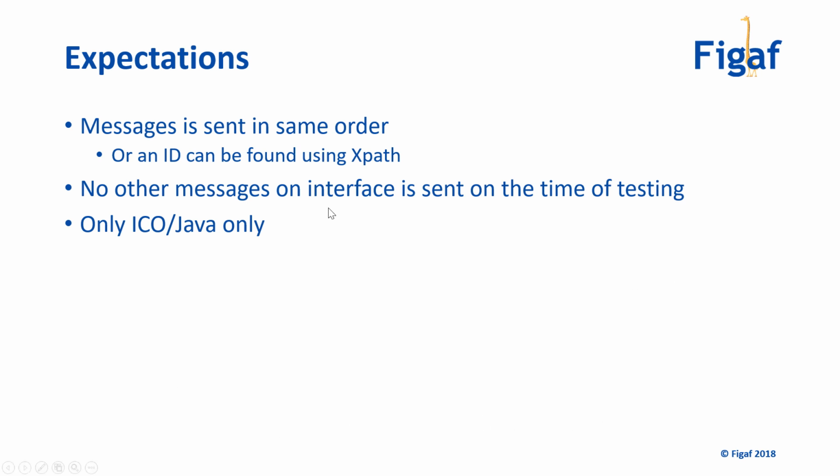No other. So if you have orders of 5 IDOC, then you are not sending the same orders of 5 IDOC from other systems at the same point in time. Otherwise, we'll have difficulty figuring out which messages are sent for the right scenario. And then this only works on PI, ICO, Java only scenarios. And obviously it works for synchronous and asynchronous scenarios.